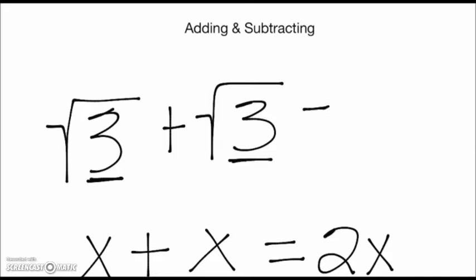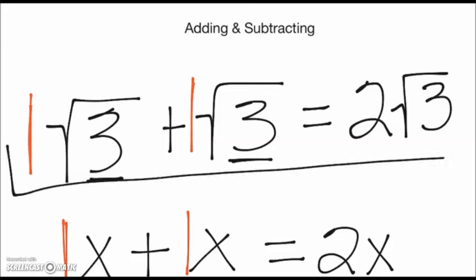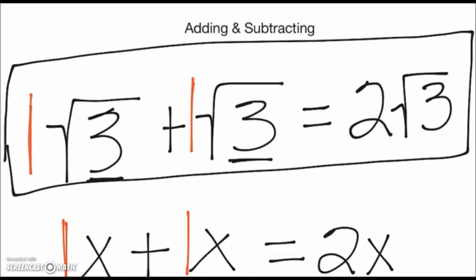Same rules apply here. If I do square root of 3 plus square root of 3, I'm adding the number that's in front, and that number is an understood 1. Just like the number in front of the 2 x's down here is an understood 1. So when I add those together, I get 2 square root of 3. Okay, so my answer for square root of 3 plus square root of 3 is going to be 2 square root of 3.